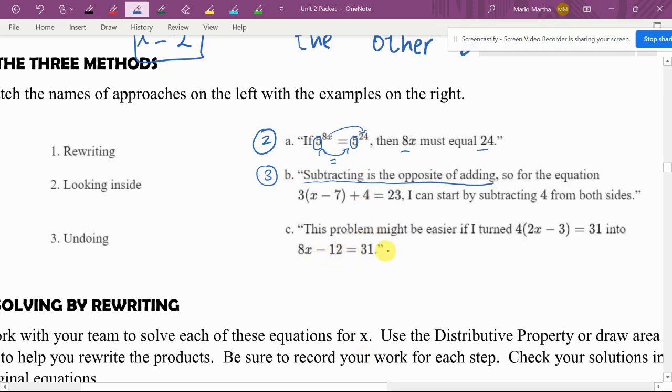And then finally, this problem might be easier if I turn 4 times 2x minus 3 equals 31 into 8x minus 12 equals 31. So in this case, they use the distributive property to multiply these two out. So this would be the rewriting technique.